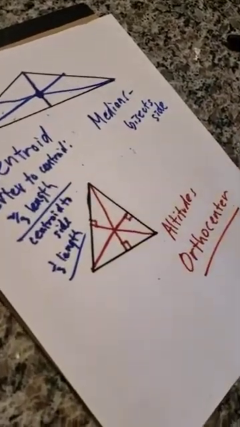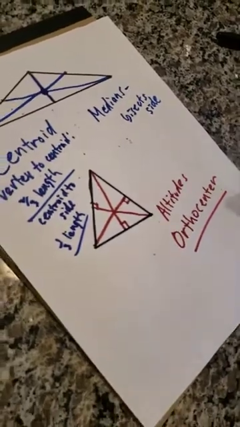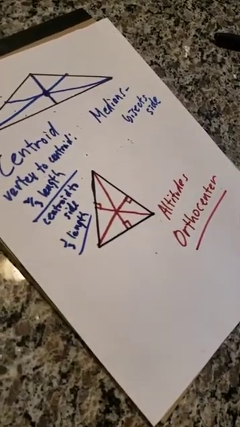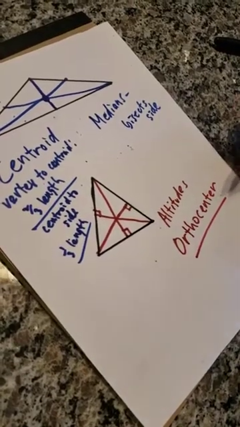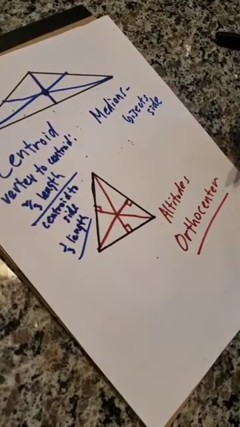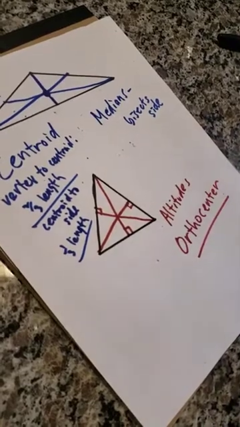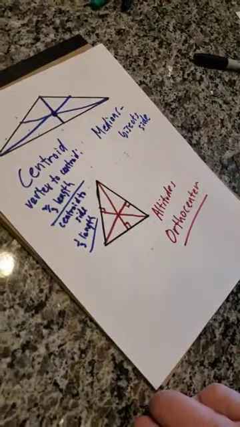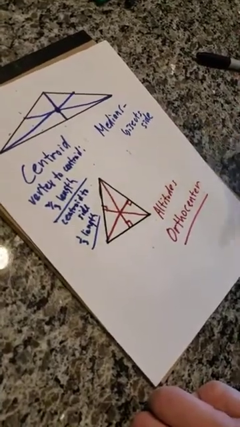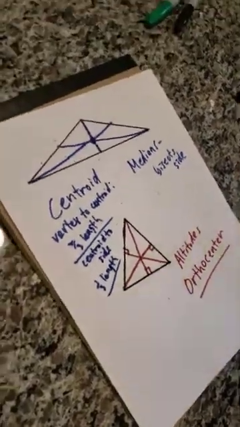Now, what's interesting about the orthocenter is, and we talked about this a few months back, that in some triangles, especially obtuse triangles, orthocenters happen outside of the triangle. In a right triangle, they happen at the vertex of the right angle. So we've talked about circumcenters, incenters, centroids, and orthocenters. That should get you through the start of chapter 5.